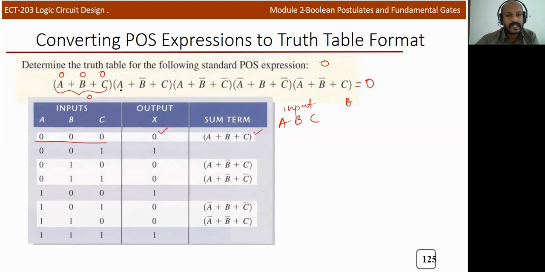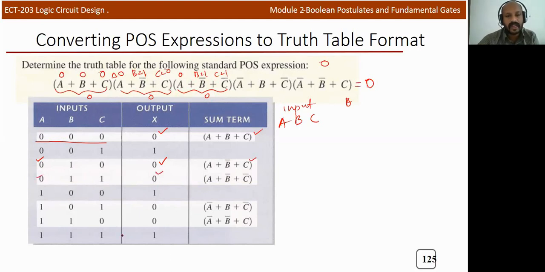And the second term, A plus B bar plus C, is equal to 0 when A is equal to 0, B is equal to 1, and C is equal to 0. So 0, 1, 0 will be this term. And similarly the other term, A plus B bar plus C bar, is equal to 0 when A is equal to 0, B is equal to 1, C is equal to 1. So 0, 1, 1 will be the other term.